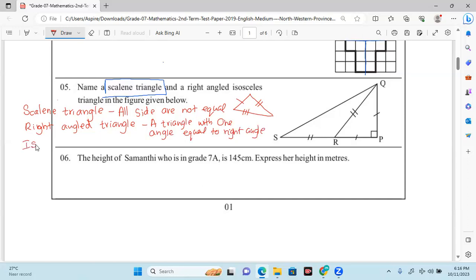Then an isosceles triangle. Isosceles triangle means only two sides are equal in a triangle. Then a right angle can be denoted this way because it consists of a right angle.